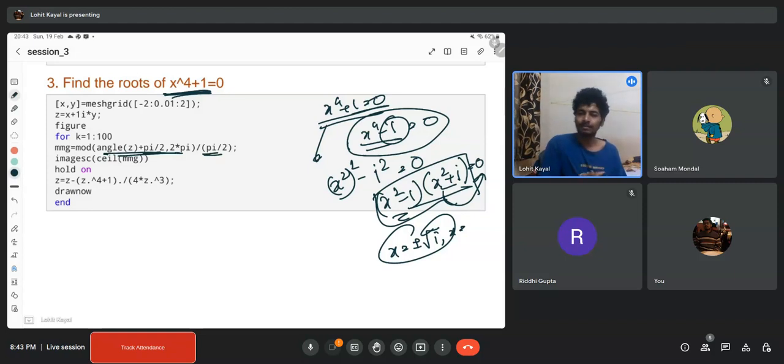Previously I used pi by 3 because the solution lines are this, with a difference of 2 pi by 3. I have used that. So now here I have used pi by 2. Okay, there will be 4 roots. Again the same thing, ceiling.